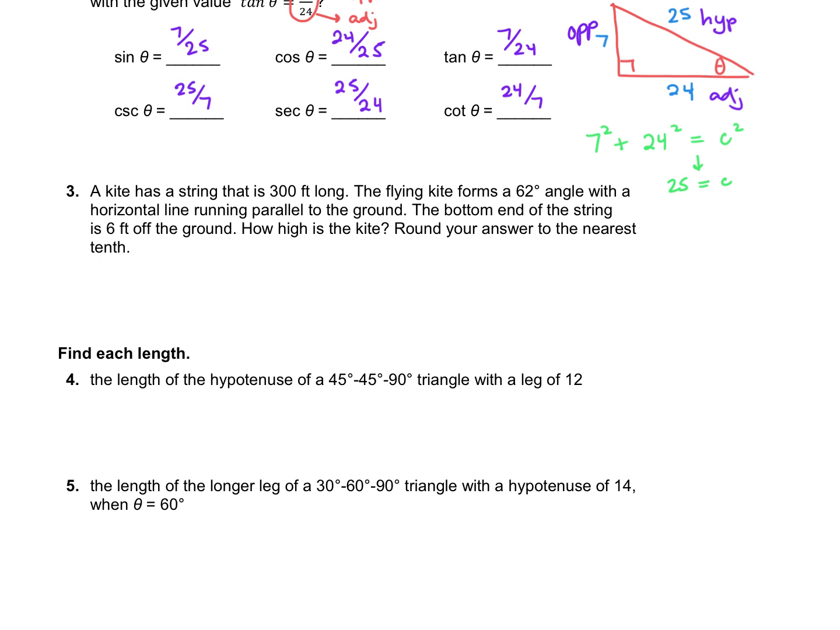All right, so let's draw this picture out. We have a kite that's just flying in the air. It forms a 62-degree angle with a horizontal line running parallel to the ground. So here's the ground right here, we've got a horizontal line running parallel to the ground. Here's the line running parallel to the ground, and there's the 62 degrees.